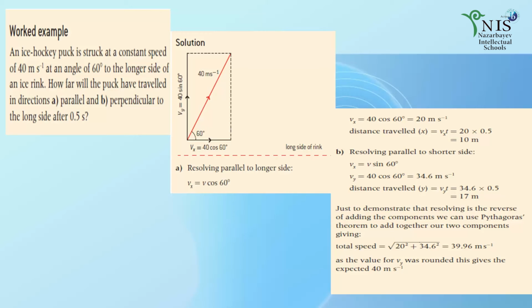Just to demonstrate that resolving is the reverse of adding the components, we can use the Pythagorean theorem to add together our two components, giving the total speed. It's equal to about 40 meters per second. More precisely, it's 39.96 meters per second. As the value for Vy was rounded, this gives the expected 40 meters per second.